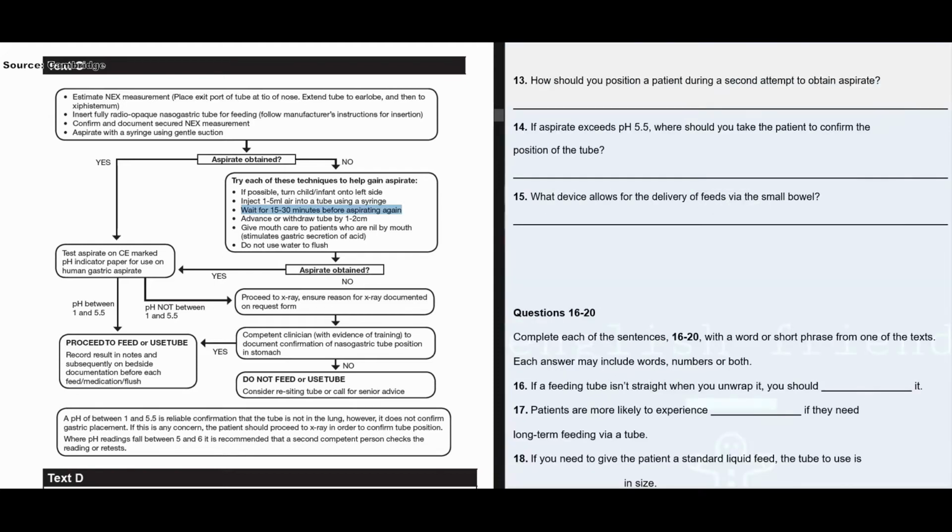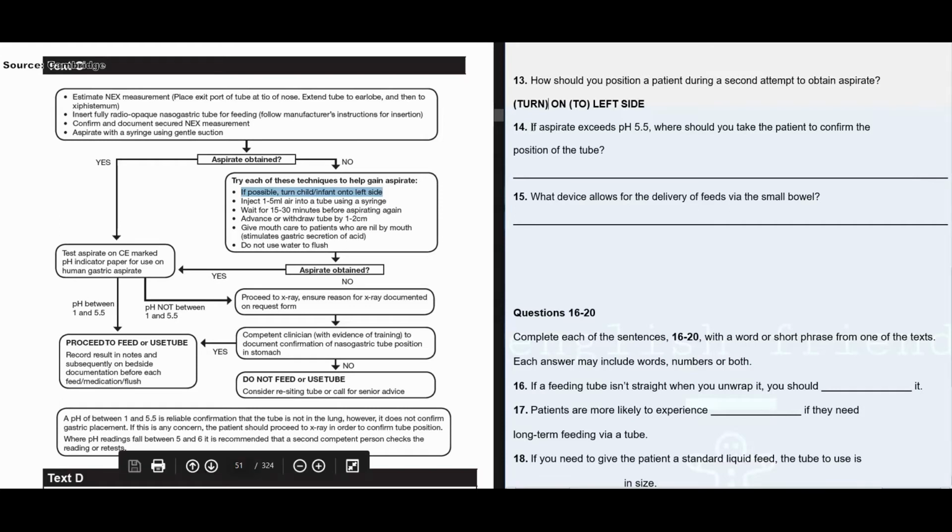Now question number 13. How should you position a patient during a second attempt to obtain aspirate? The answer for this question can also be found in the very same area where we got the answer for question number 12. Here it says in the first point, if possible, turn child or infant onto left side. So the answer can be written as on left side, or if it is needed, you may write turn on to left side.